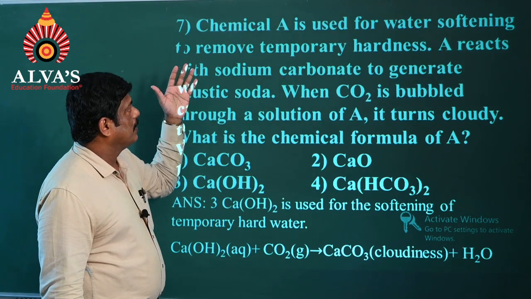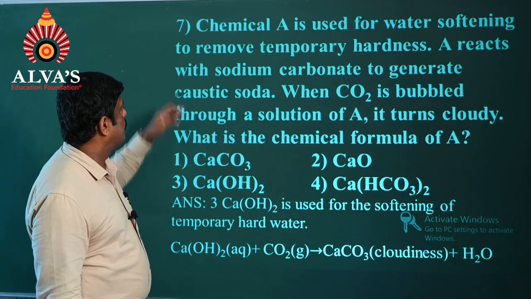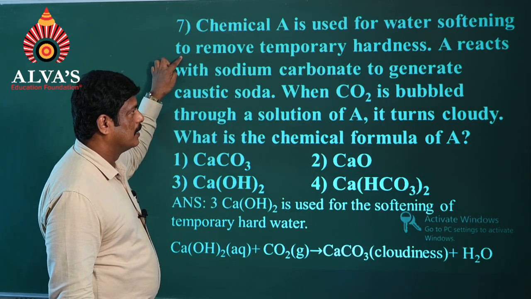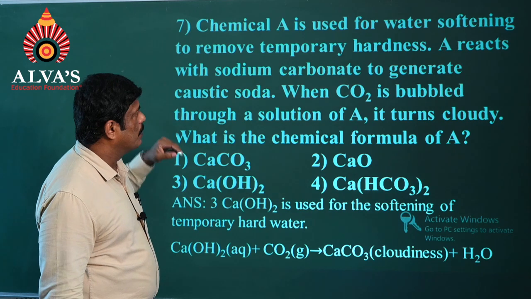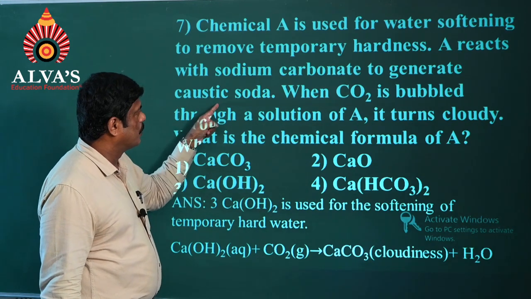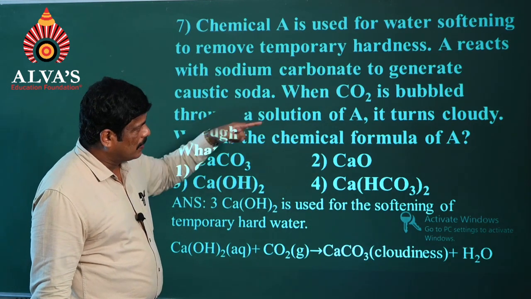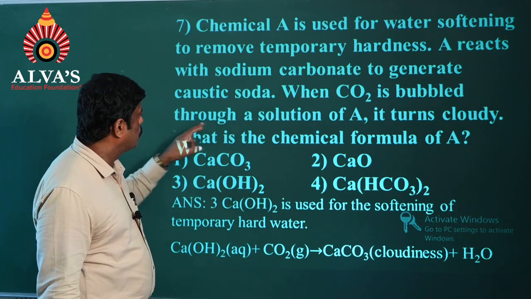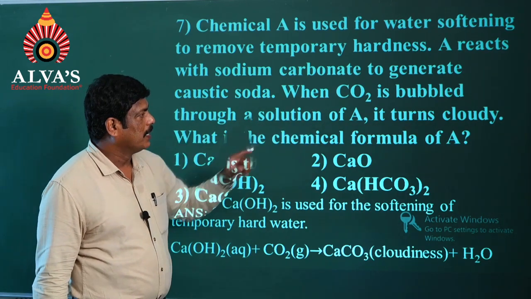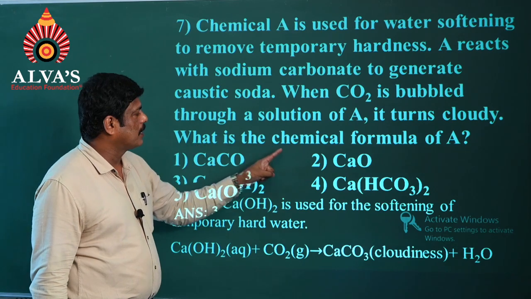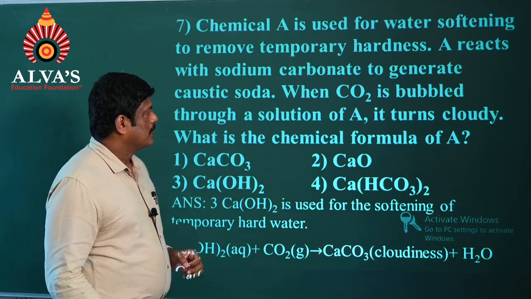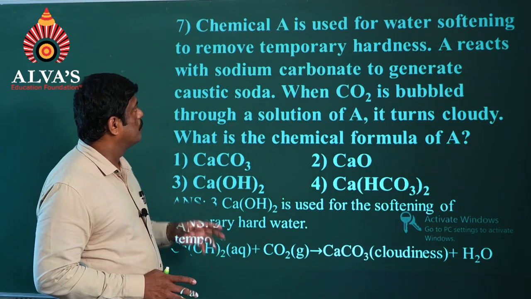Chemical A is used for water softening to remove temporary hardness. A reacts with sodium carbonate to generate caustic soda. When carbon dioxide is bubbled through a solution of A, it turns cloudy. What is the chemical formula of A? See, they have given some clues. We have to make use of those clues.